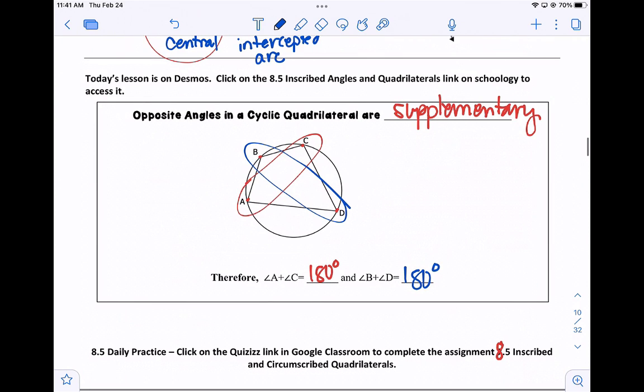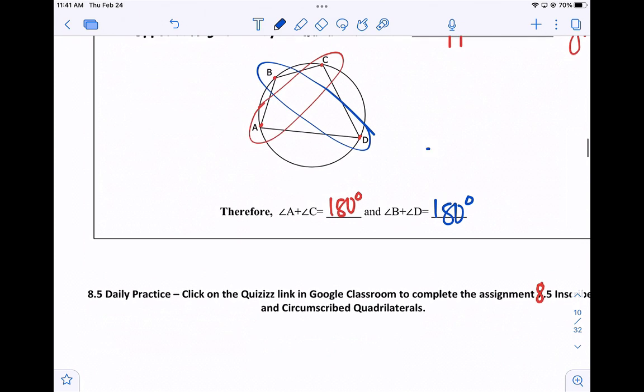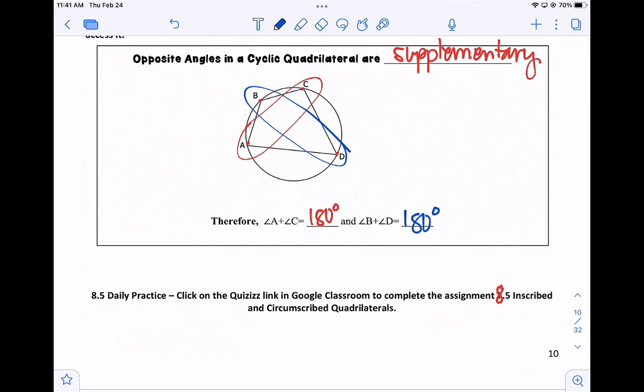So again, in class, we'll be doing some review, working through the notes, and then you'll have time to work on this 8.5 inscribed and circumscribed quadrilateral assignment.